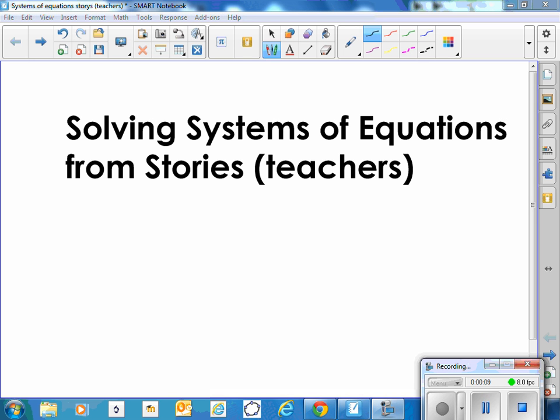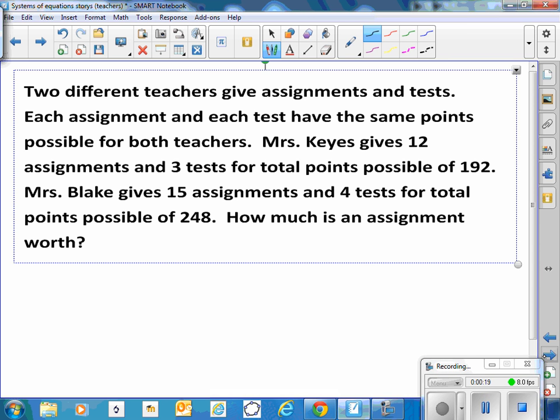This time we'll use the example of teachers giving assignments worth a certain number of points and tests worth a certain number of points. So two different teachers give assignments and tests. Each assignment and each test have the same points possible for both teachers.